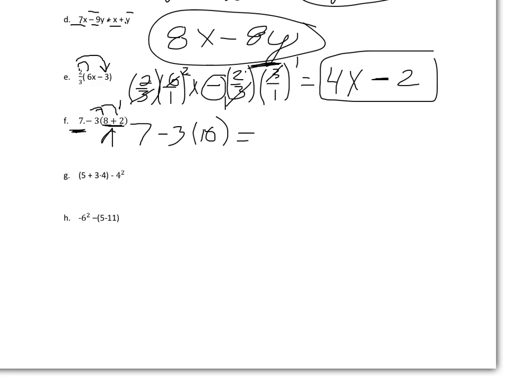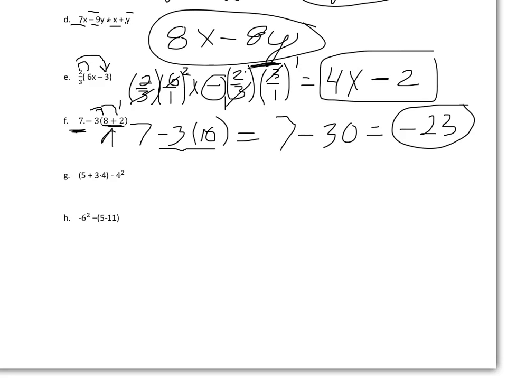Now, with the order of operations, we have multiplication and subtraction. Multiplication comes before subtraction, so we're going to multiply our negative 3 times our 10. So we have 7 minus 30. And then finally we'll subtract: 7 minus 30 is negative 23. And that is what we're getting right there.